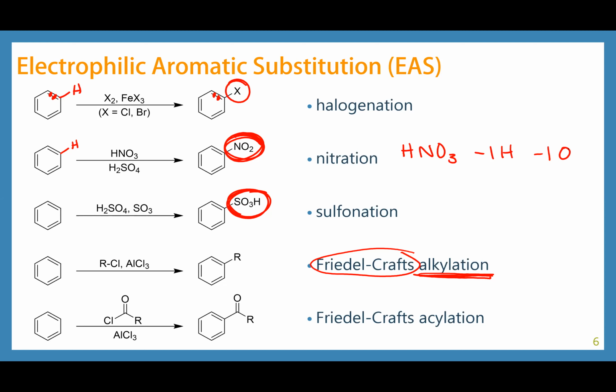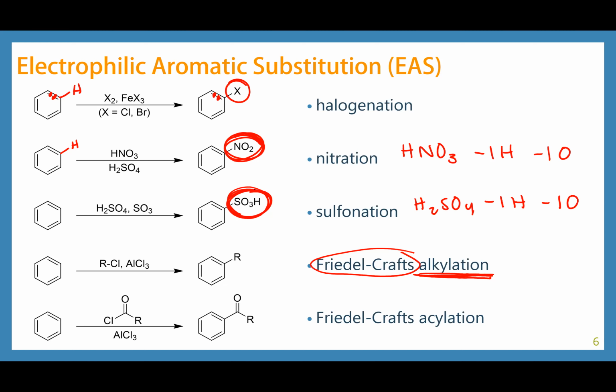Your sulfonation comes from sulfuric acid. If you take away one hydrogen atom and one oxygen atom, you get the sulfonic acid group. Students always end up putting on like SO4H or SO3H2 or NO3 or something like that.